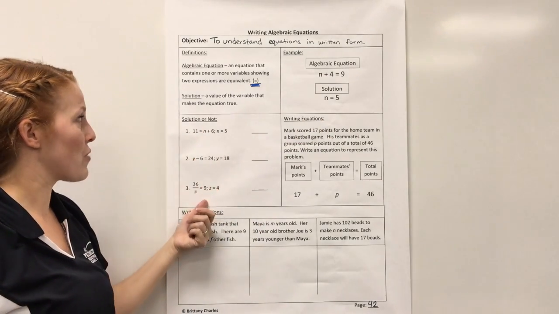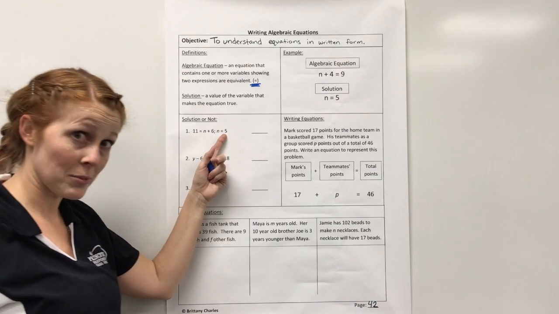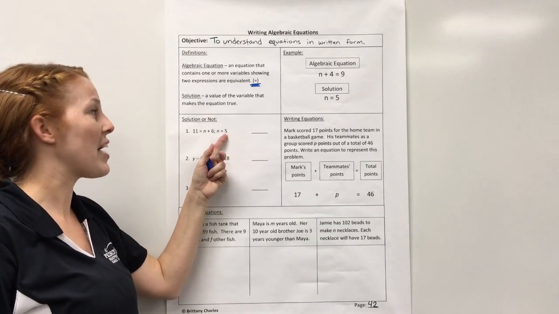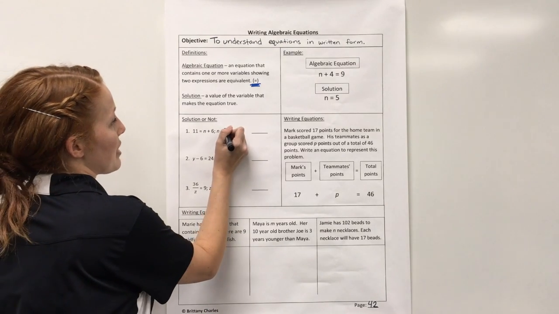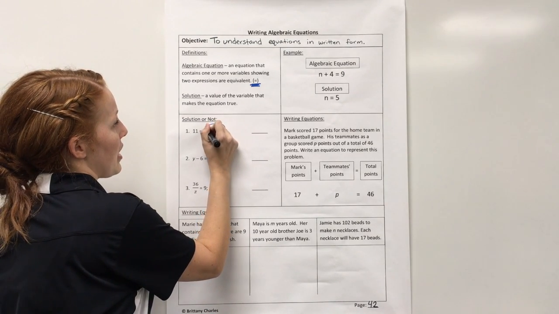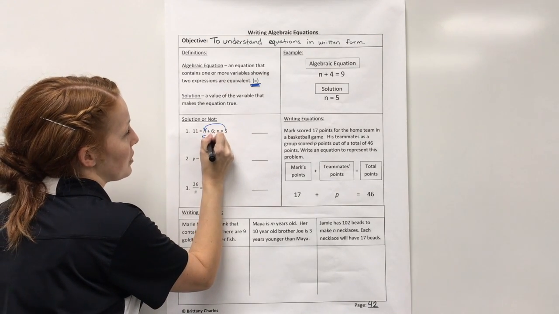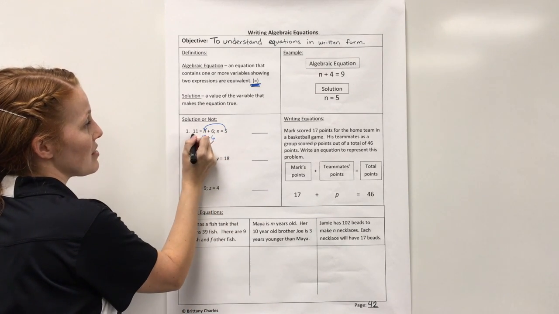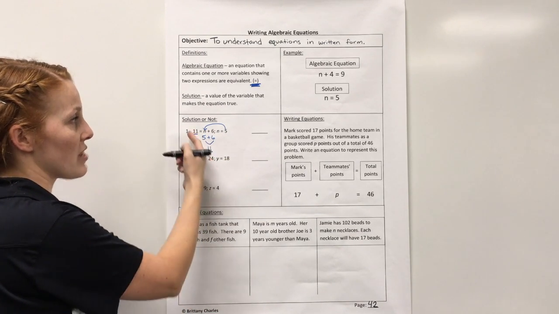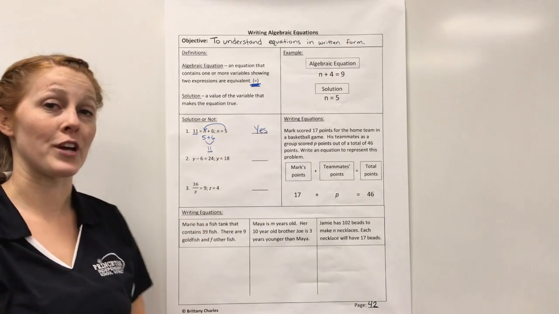So on this section right here, we're going to be substituting in a possible solution for our variable, and then we're going to solve and see if it actually works or not. So we're going to take 5, and we're just going to plug it in for n right there. So that would make 5 plus 6. Well, 5 plus 6 is 11, and this also says 11. Those are the same, so yes, 5 is the solution for n.